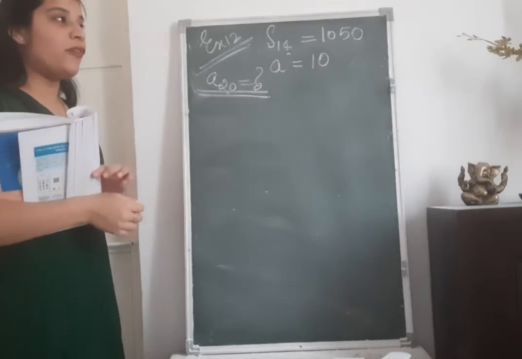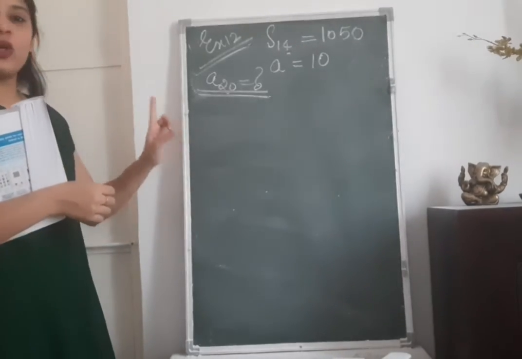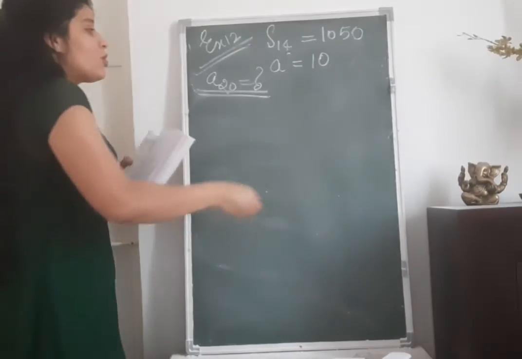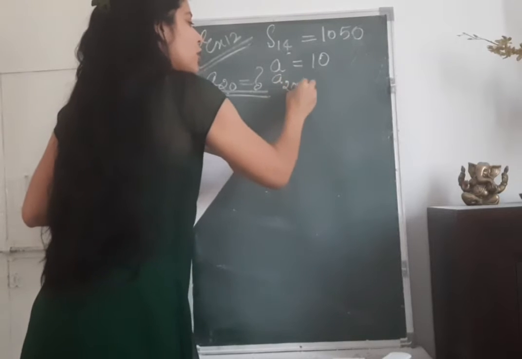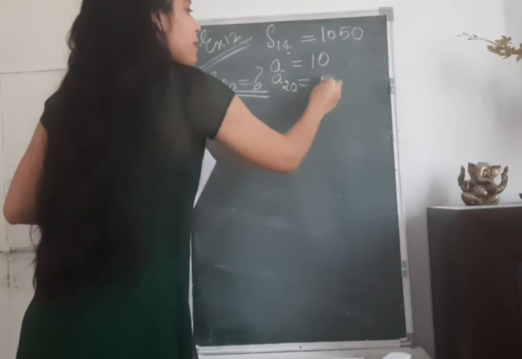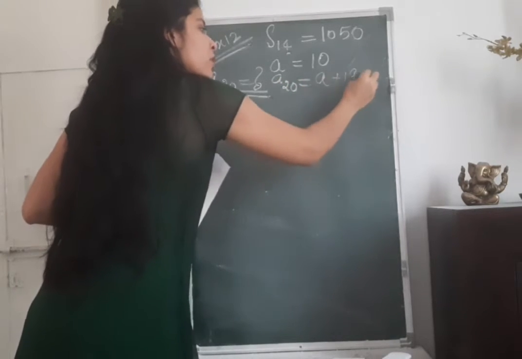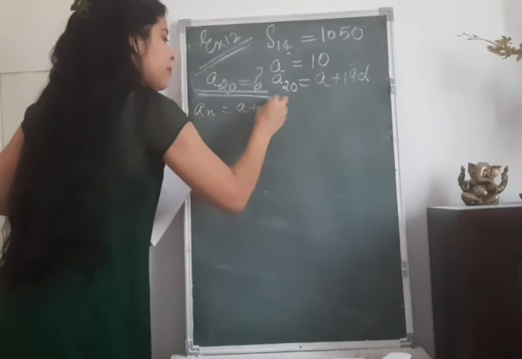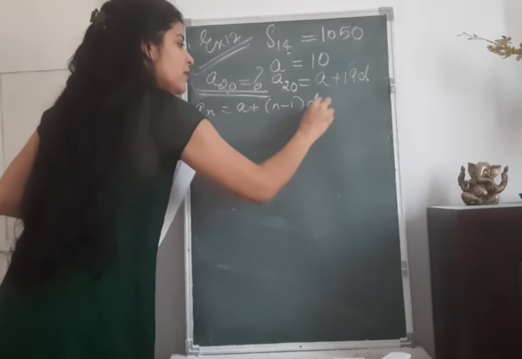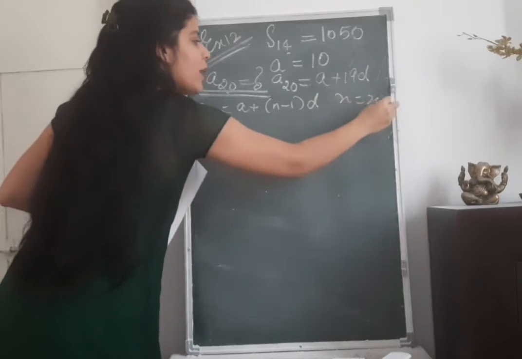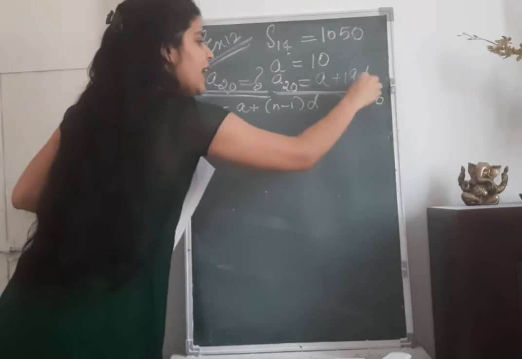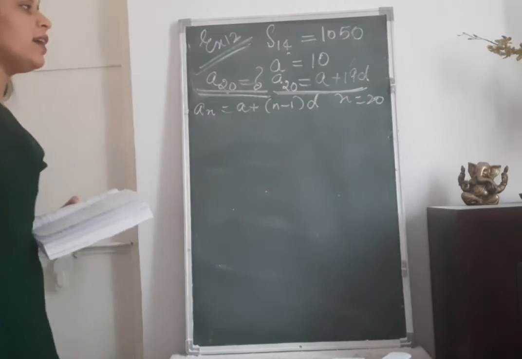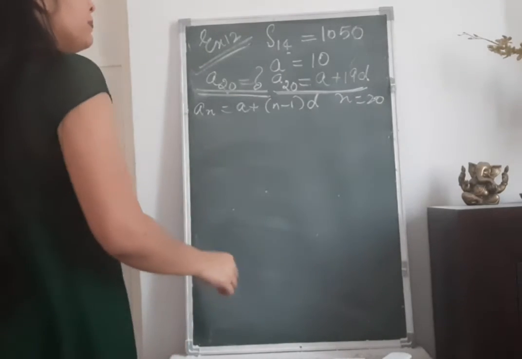Because the nth term of an AP is equal to a plus n minus 1 into d. So a20 will be equal to what? Right? a plus 19d. How? Because an is equal to a plus n minus 1 into d. We put n as 20 and we get a20 as a plus 19d. So this is what we have to find out.